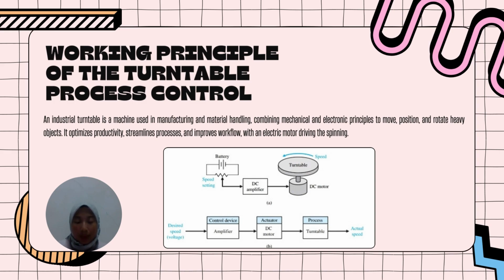In our project, we have three terms. First, control. Second, application actuator. Third, process. In control, we are using the amplifier. Second, for the actuator, we are using the DC motor. And lastly, for the process, we are using the turntable.